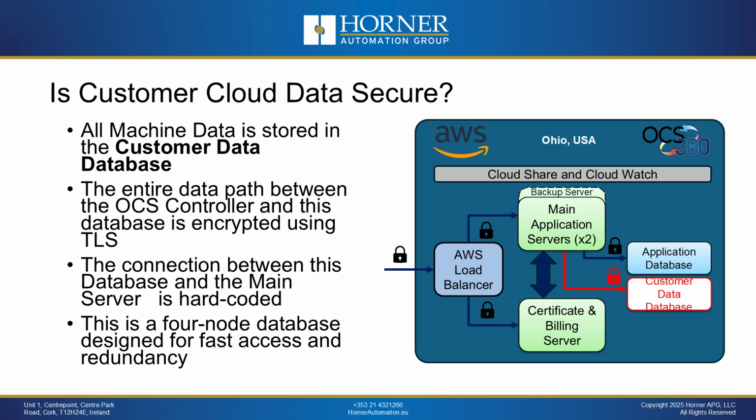Also, a little more detail on the customer data database. It is called the 4-node database. That design means that the database is designed for both fast access and redundancy. Both of those are very important. The redundancy helps ensure the security of the data and the reliability of your data, and the fast access gives you great response when you're actually using OCS360 and accessing data from the dashboard, for instance.